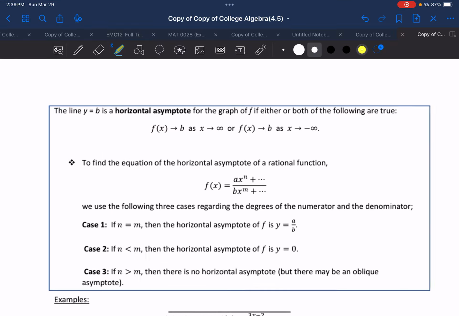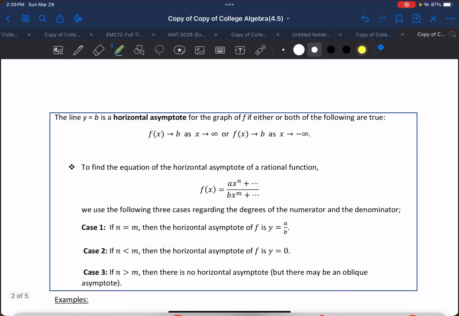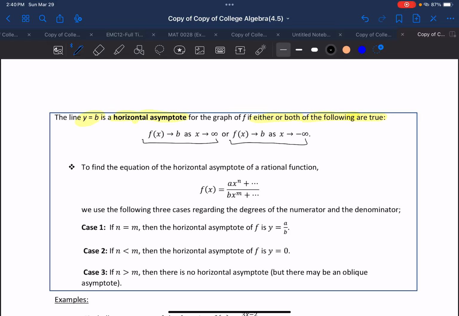So for horizontal asymptotes, these are equations of horizontal lines. Y equals some number. And the line y equals b, some number b, is a horizontal asymptote for the graph f if either or both of the following are true. So if one of these is true, or if both are true. And I'm going to talk about what this notation means.